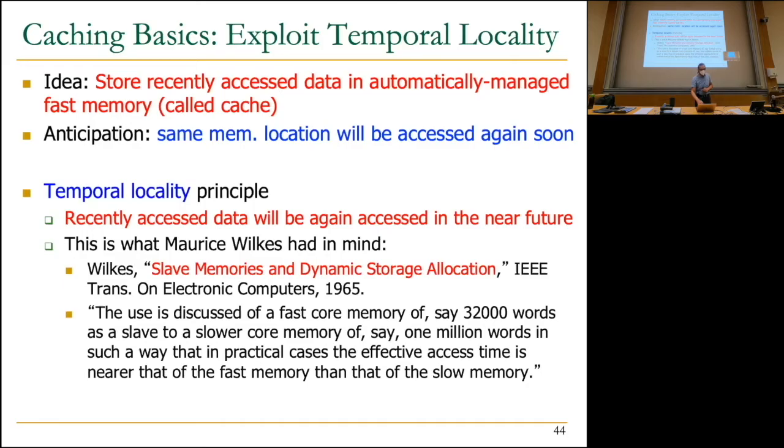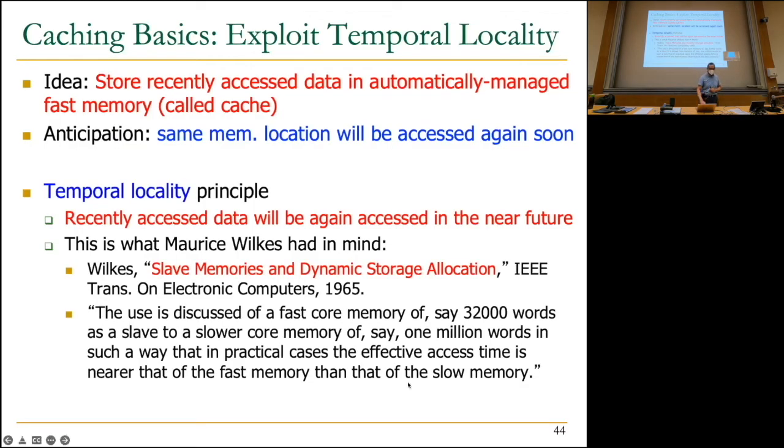This is what Maurice Wilkes had in mind in the 1965 paper that is assigned as one of your potential readings, and I'm going to read it here. The use is discussed of a fast core memory, we're going to show a picture of core memory later on, of say 32,000 words as a slave to a slower core memory of say 1 million words, in such a way that in practical cases, the effective access time is nearer that of the fast memory than that of the slow memory. I think this is a beautiful description of a two-level memory hierarchy and a cache. Okay, so that's temporal locality.